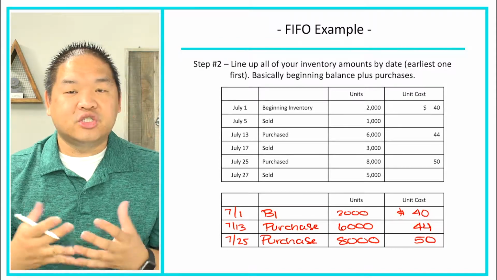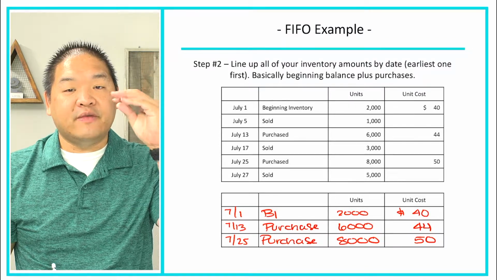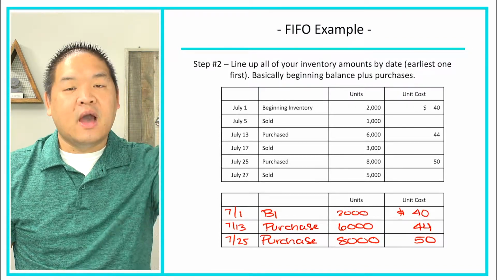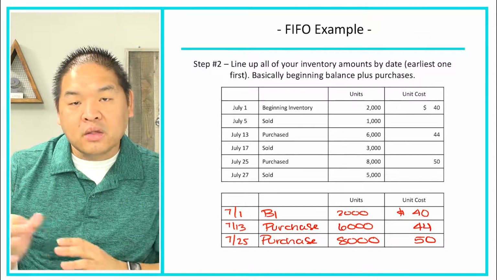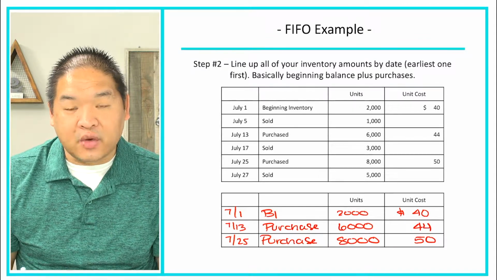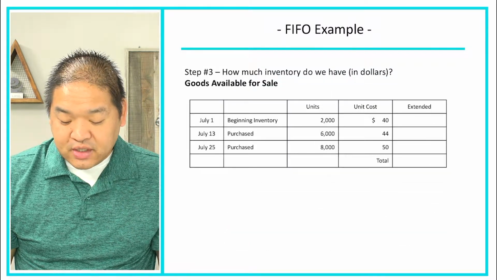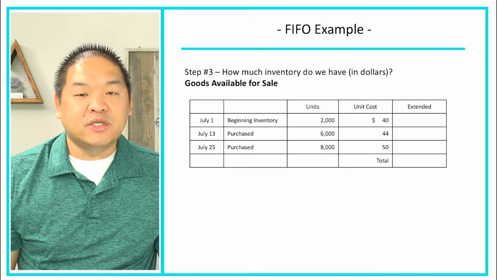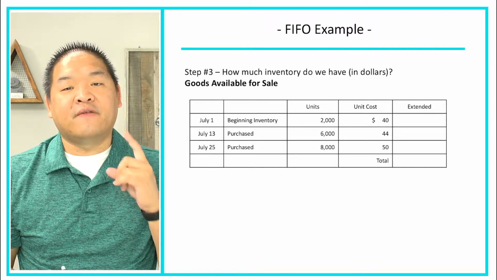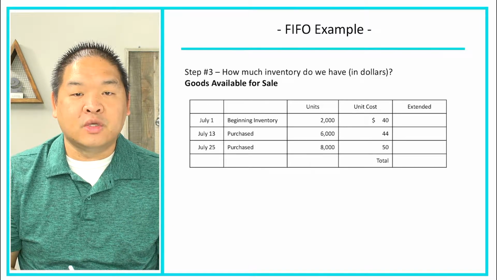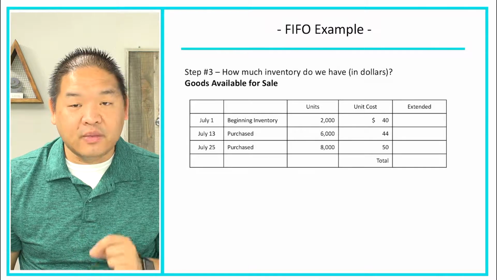So I've created a chart basically of how I'm going to assign costs. And now I know what came in first, what came in second, and what came in last as I start to allocate a cost to all 9,000 units, all right? So that's the second thing that we should do. The third thing that we should do here is figure out how much inventory do we have in dollars. And this is going to give us our first answer that the question is looking for, which is goods available for sale, or cost of goods available for sale.